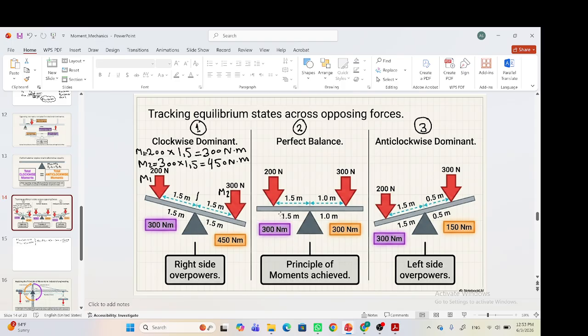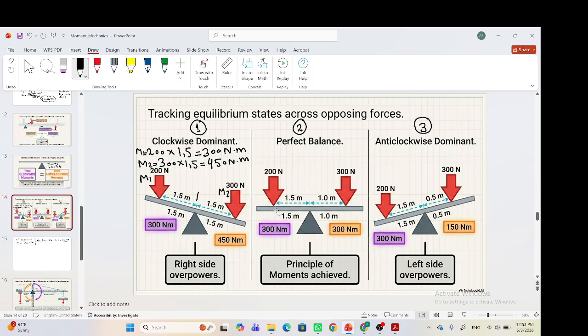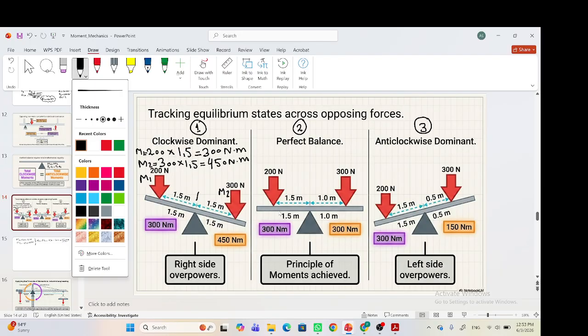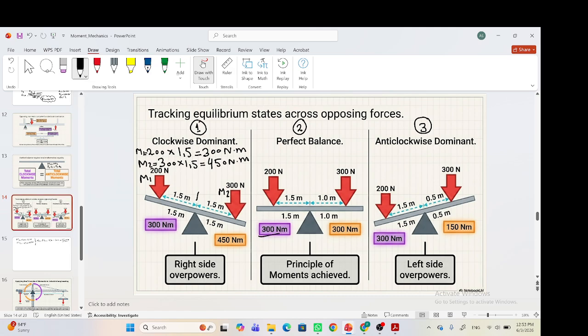Okay, and in the middle, condition 2, if we apply 200 newtons multiplied by 1.5, we will have 300 newton meters here, and the same 300 newtons multiplied by 1 meter will be 300 newton meters. So 300 newton meters will be equal to 300 newton meters. So the object will be in perfect balance. The object will not move to any side.